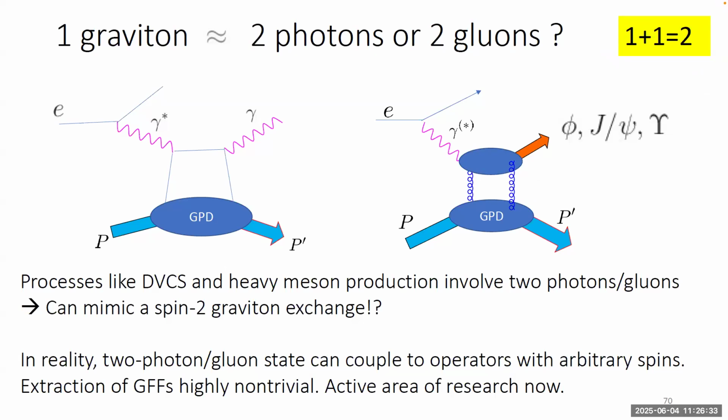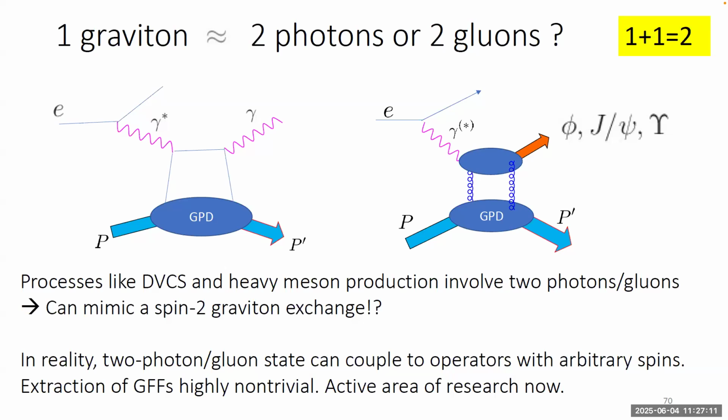So that's a very naive but very interesting idea. However, life is not so easy, because in reality the two-photon, two-gluon state can couple to operators with arbitrary spins. I explained to you that in DIS, at leading twist, infinitely many operators contribute to the cross section. There are infinitely many twist-2 operators with different spins: spin 2, spin 4, spin 6, they're all twist 2, and they all contribute to these processes.